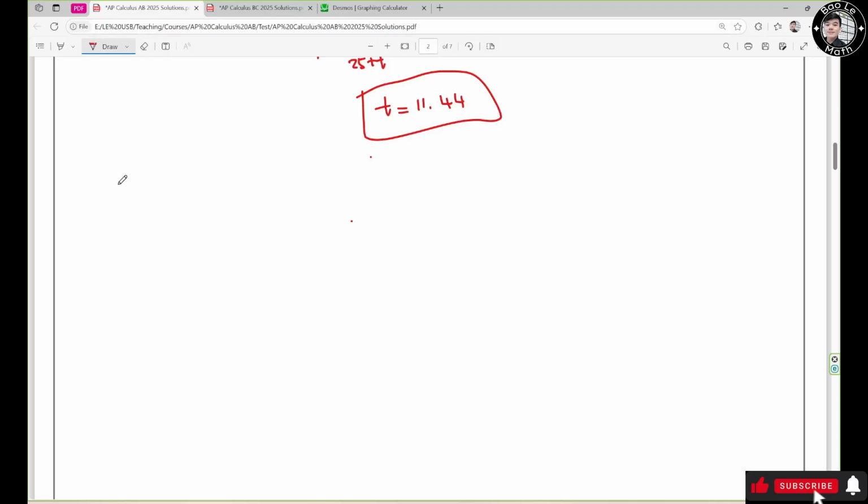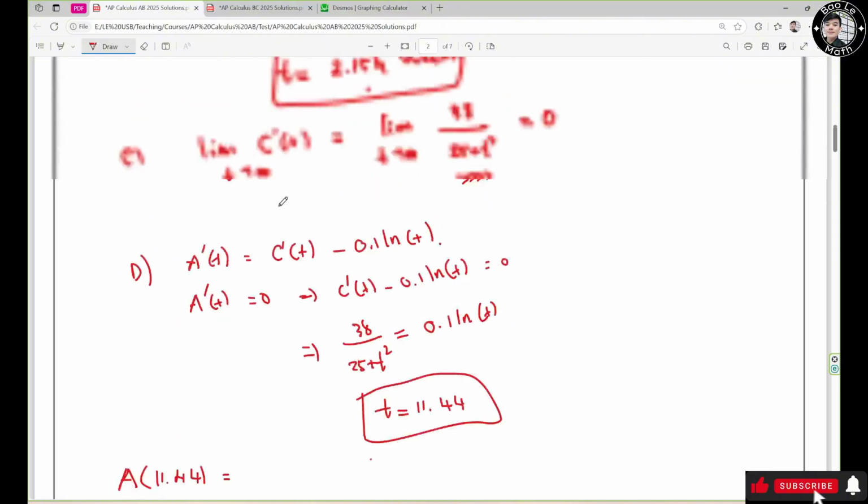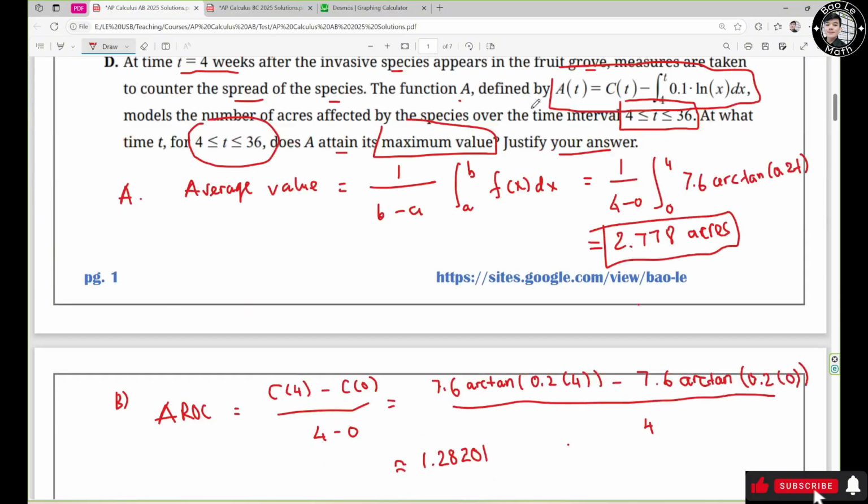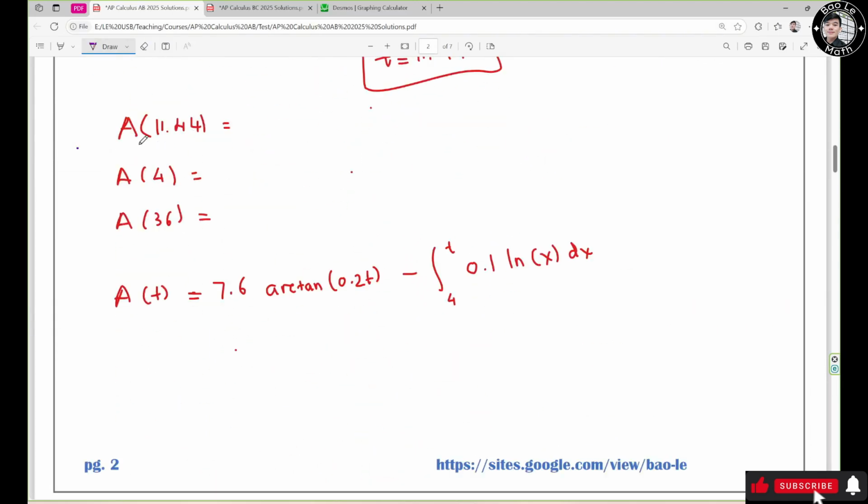Now I need to calculate A of 11.44, A of 4, and A of 36, and I'm going to pick the maximum value. So the function A is given by this one right here, so I just rewrite it over here. Now I need to calculate A of 11.44.